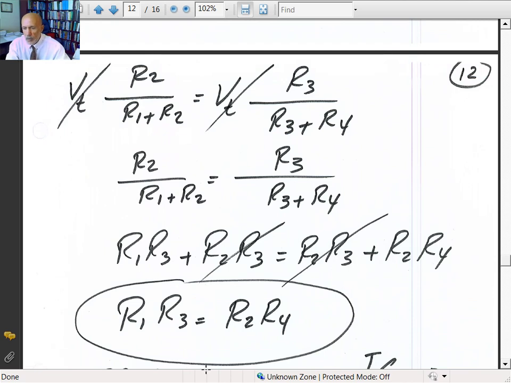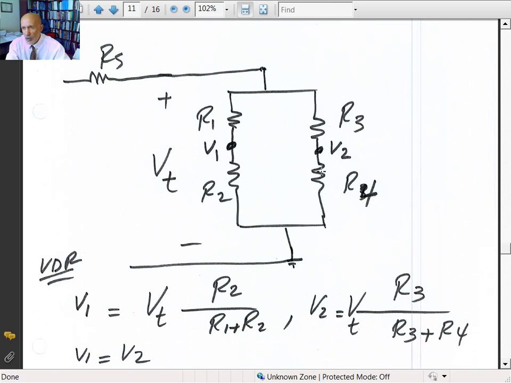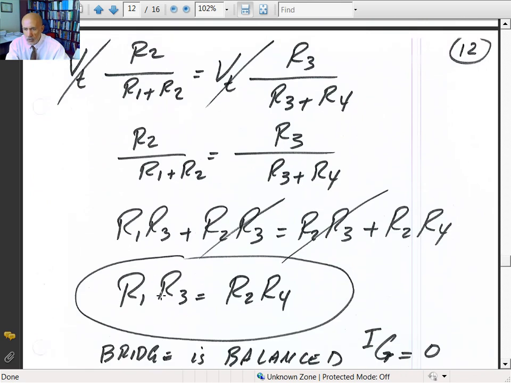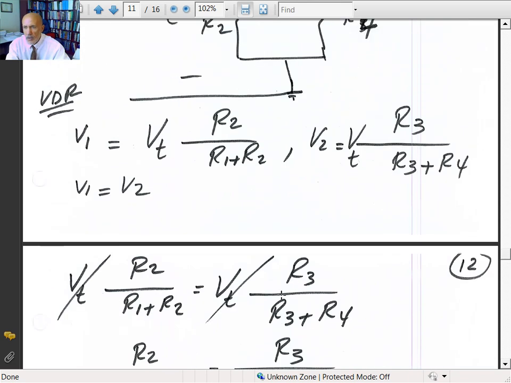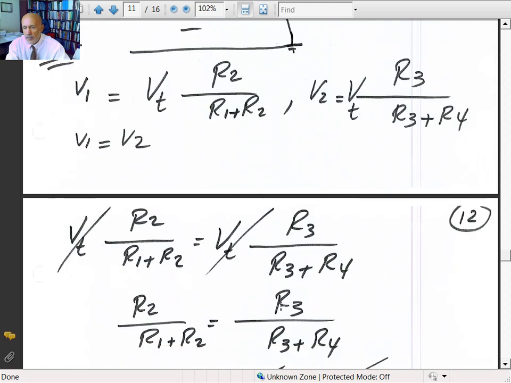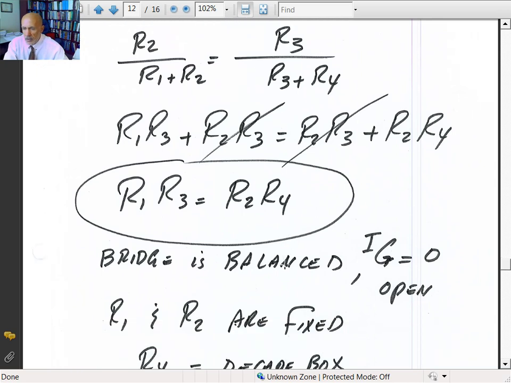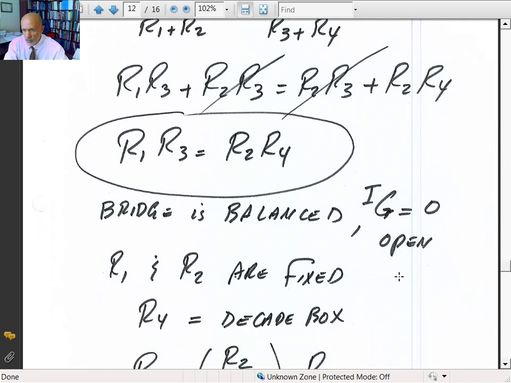So it turns out that R1 times R4 has to be equal to R2 times R3. That should be interchanged, so that should be R4 and this should be R3. The opposite, so please make a note of that. That should be R1 R4 equal to R2 times R3. Therefore the bridge is balanced and there's no current going through the galvo.